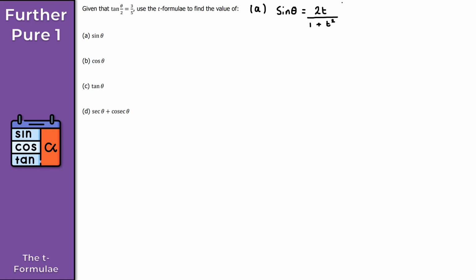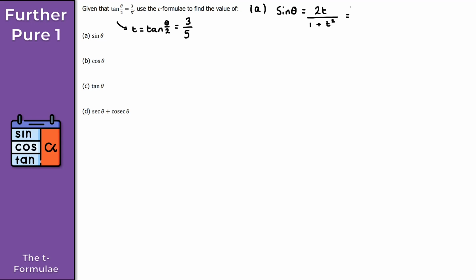Okay, so this result here then is just sine theta in terms of the t-Formulae. So what I'm going to do here is use the substitution then of t is equal to tan of theta over 2. Okay, and we're given that tan of theta over 2 is equal to 3 over 5 here. So basically to find the value of sine theta here, just replace any t's with 3 over 5, right?